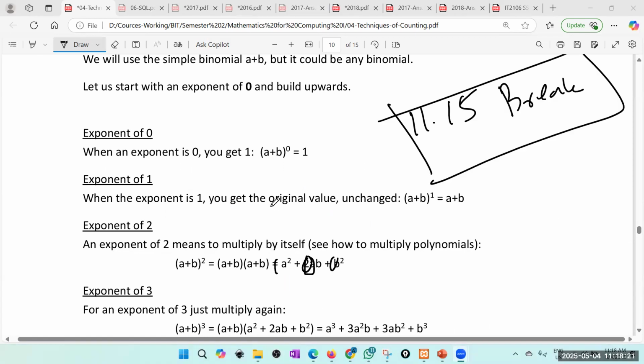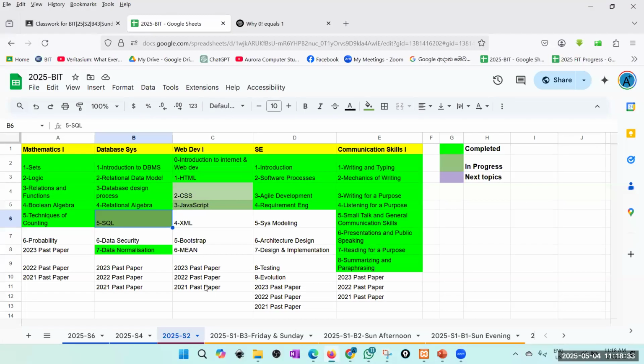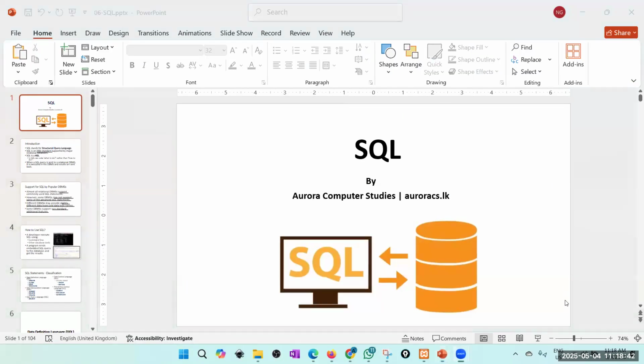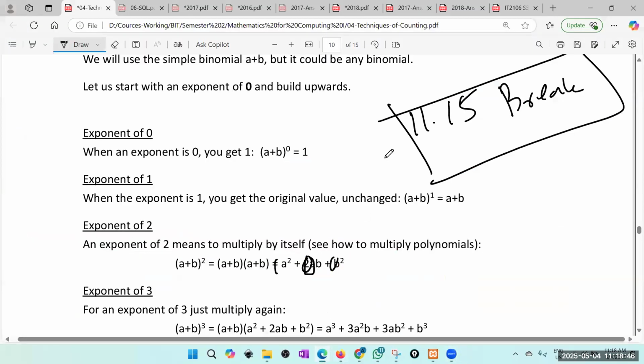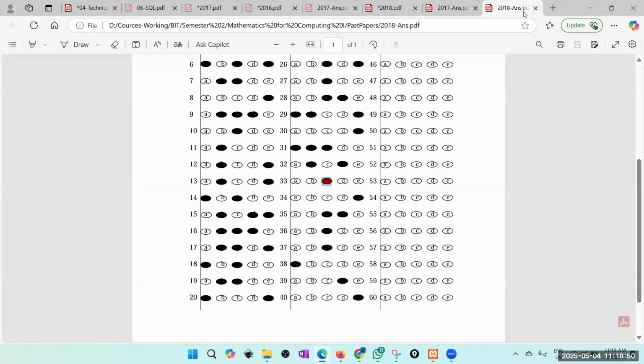Okay, so let's continue. Right, so let's move on to SQL. Okay, SQL. So that is our last big topic for web development. Database. Okay, SQL. So then we have the data security and views. Then we are done. Let me close this.